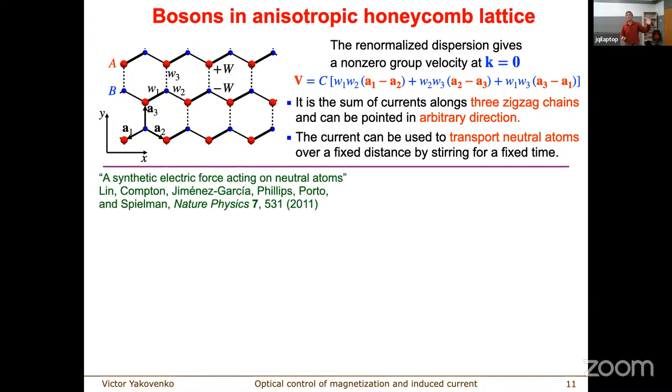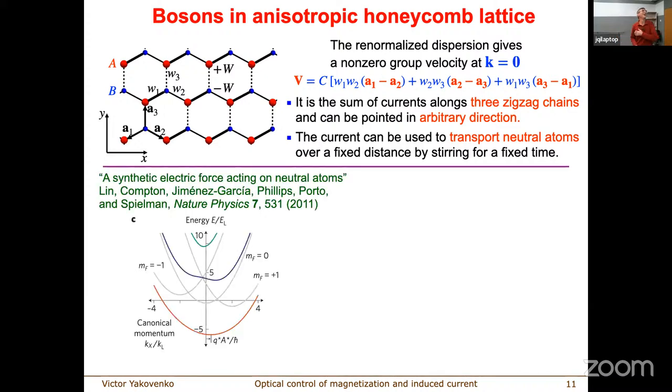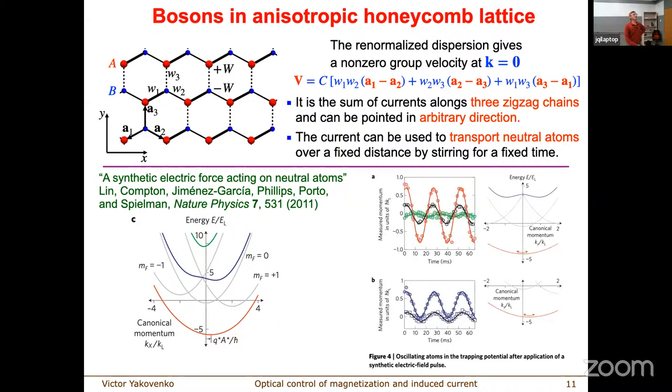And finally, this is a credit to JQI. Something very similar has been seen in this pioneering paper on synthetic electric fields. I won't go into detail, but the bottom line is this well-known paper by Ian Spielman and collaborators: you take the system and create synthetic fields, and now the quadratic band minimum gets shifted. And sure enough, when you turn this on, atoms start to oscillate back and forth. So what I'm proposing is, in terms of phenomena, quite similar, but of course the origin is different. This is not a synthetic electric field, but otherwise it's similar.